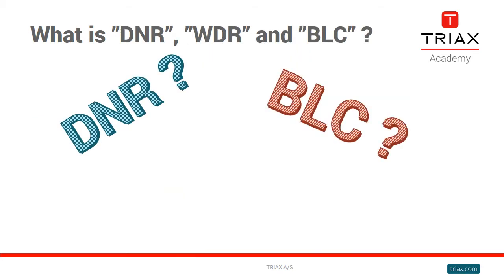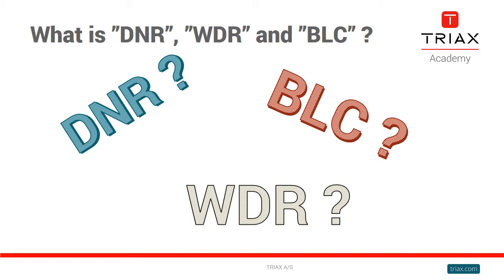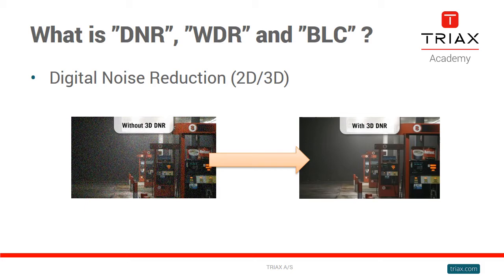The next terms are DNR, WDR, and BLC. DNR is an abbreviation for digital noise reduction. Digital noise reduction is a method by which the camera's imager digitally removes noise from the image. 3D DNR is an advancement of this technology which enables noise to be filtered even more effectively from the image, even in low light conditions.